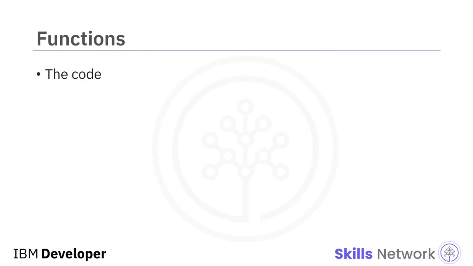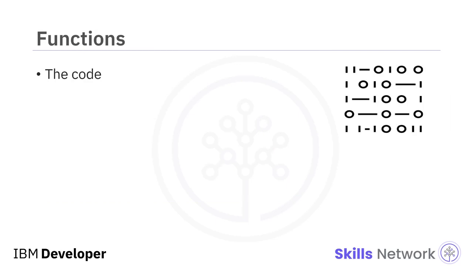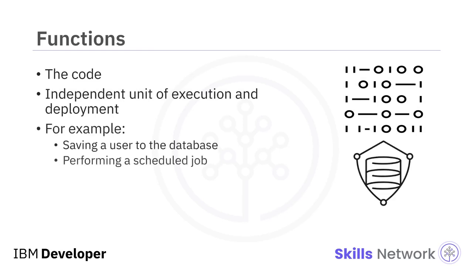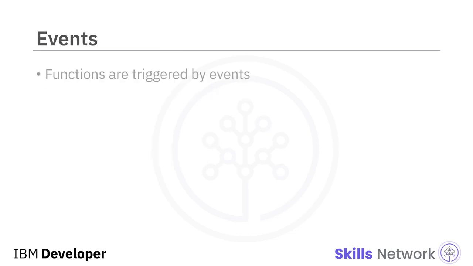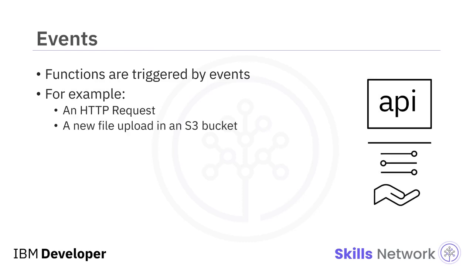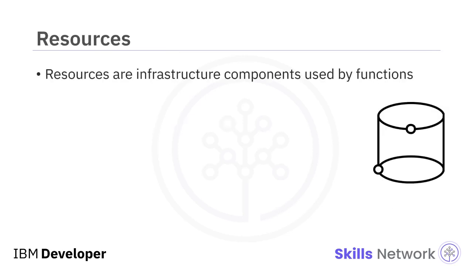Now, a function is merely code deployed in the cloud that is most often written to perform a single task. Each function is an independent unit of execution and deployment like a microservice. A task can be saving a user to the database or performing a job at a specified time. Functions are triggered by events, and events come from other resources, for example, an HTTP request on an API gateway URL or a new file uploaded in an S3 bucket. Resources are infrastructure components which your functions use, such as a database provided to you as a service by your cloud provider or an S3 bucket to store files.